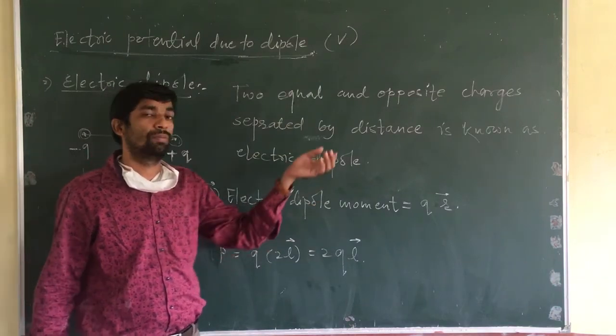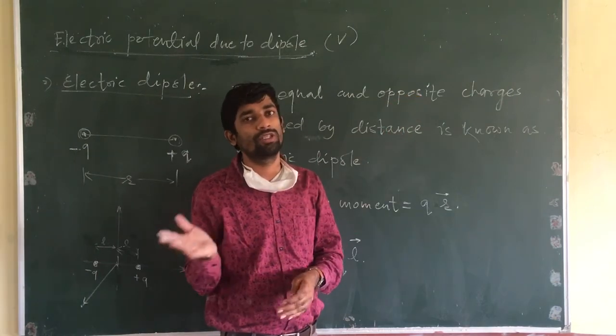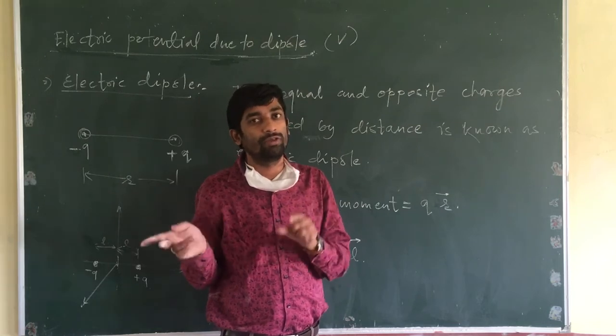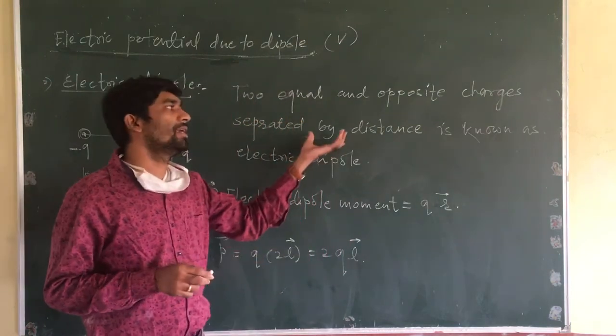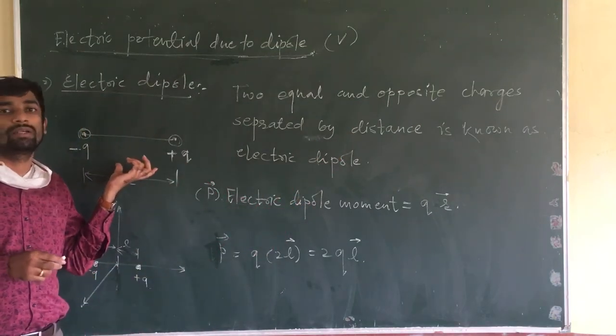Same magnitude, but they should be opposite in polarity. If one is positive, another should be negative, but the charge magnitude will be the same. Okay, and separated by a small distance, then it is known as an electric dipole.